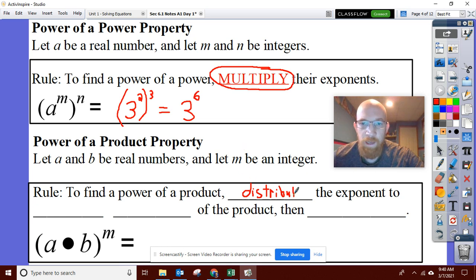It's just saying, hey, we've got each of those. So distribute the exponent to all terms of the product, or all, we can even say items of the product, everything that's being multiplied there. Okay. So you distribute it to them, and then you're multiplying.